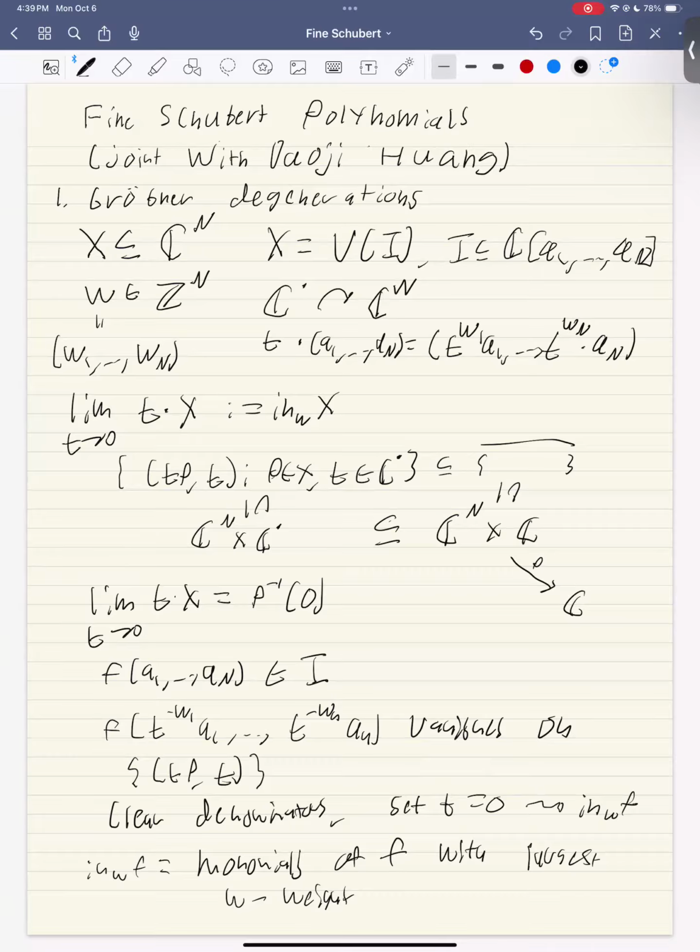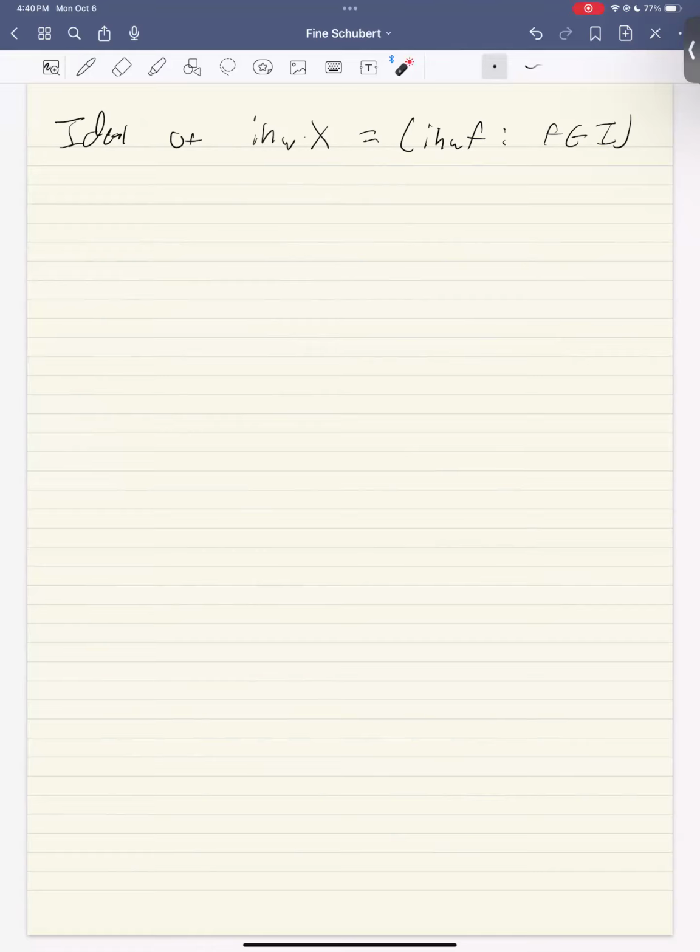And then one can show that the ideal of in_W X, so this initial degeneration of X, this limit, is equal to the ideal generated by in_W F, where F is in the ideal of X. Okay? So when you're trying to understand what this initial degeneration is, or at least what its ideal is, what that amounts to is computing what this ideal is.